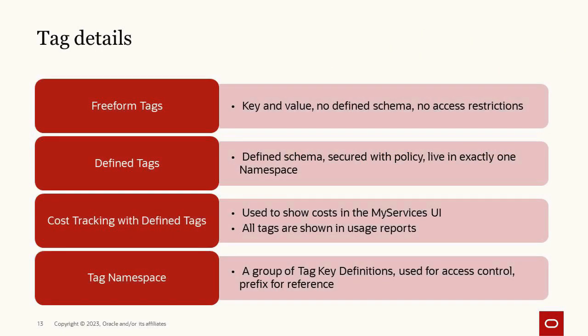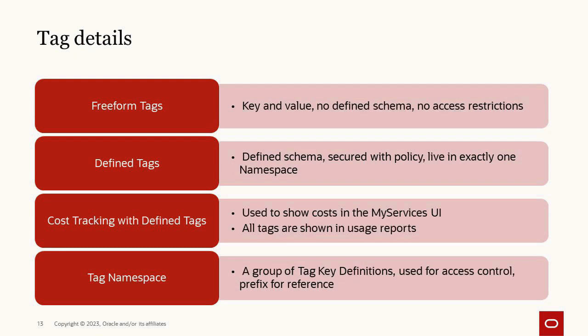So in this next slide, now I'm going to really get into the details of the tagging service. To start off, we have two types of tags. We have freeform tags, and we also have defined tags. First off, with freeform tags, these will only consist of a tag key and a tag key value. So only two parts, and there's also no defined schema, as well as no access restrictions. So anyone in your environment who's a user can create and apply these freeform tags.